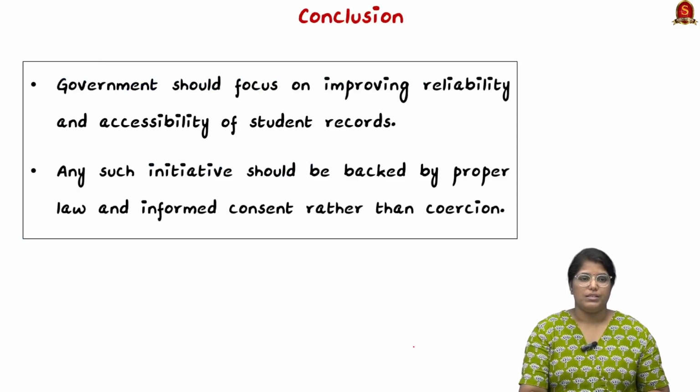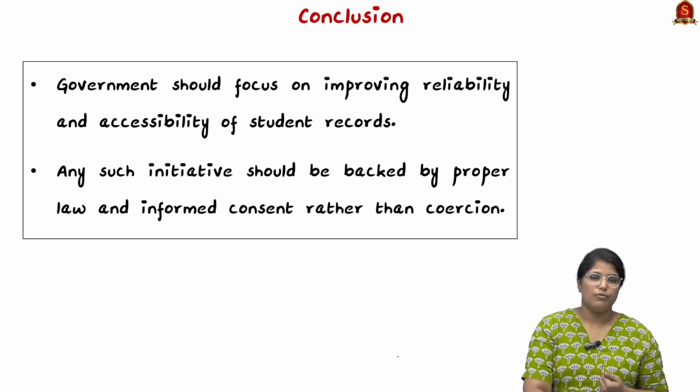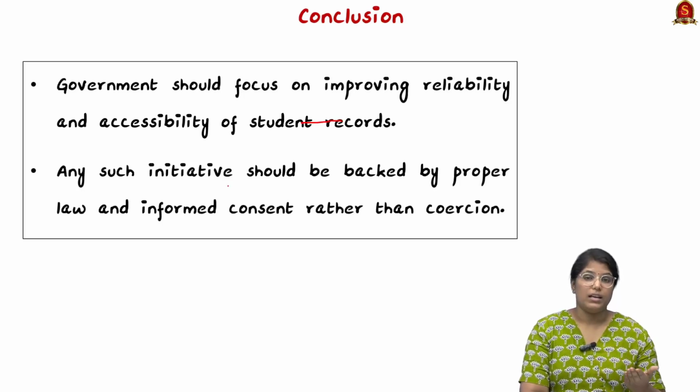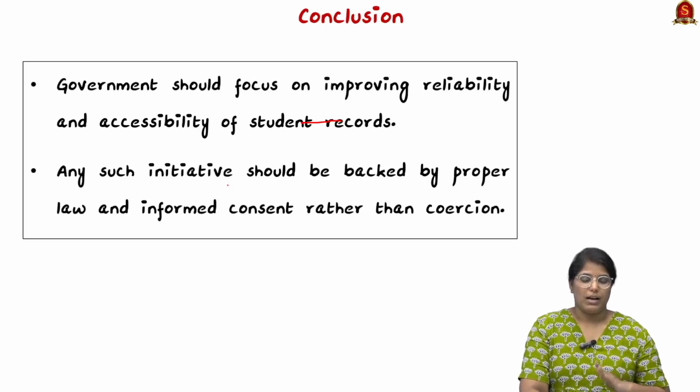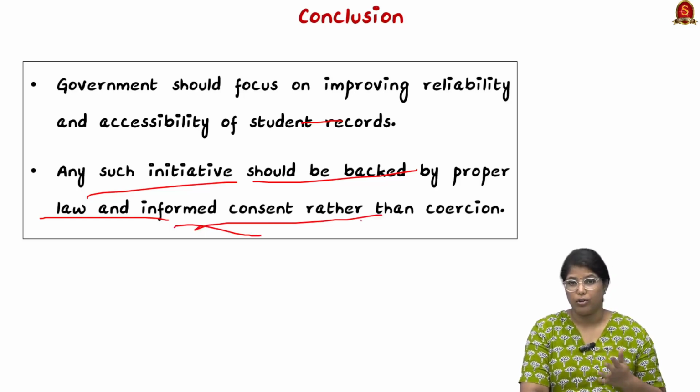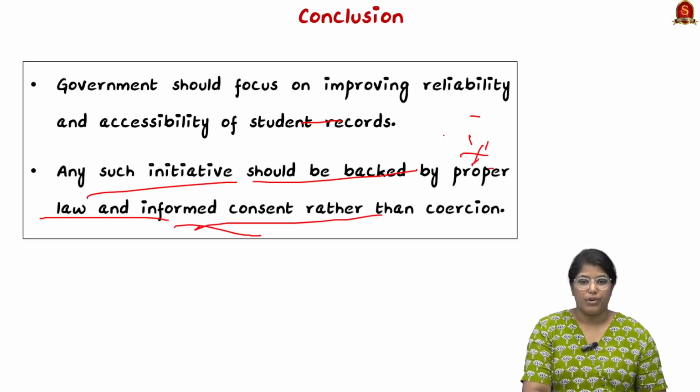Now moving on, we shall see what can be done. Instead of making things complex, the government can focus on improving the reliability and accessibility of a student's records, and making the enrollment process easier, simpler, and accessible to everyone, considering the digital divide. So this can be done, and any such initiative should be backed by proper law and informed consent rather than coercion. So this is a very important thing.